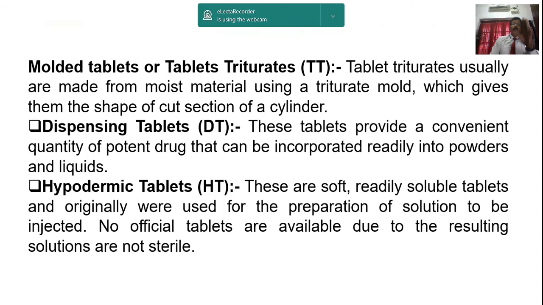And you can see mold tablets. From the definition itself I told you, there are mold tablets and triturates. You can make them as a small scale industry in a laboratory, or in an emergency in a hospital they can also be made as triturates. Tablet triturates are usually made by moistening the material using a triturate mold or a mortar and pestle, and it gives the shape of a cylinder. According to the mold which you are using, you can prepare it.